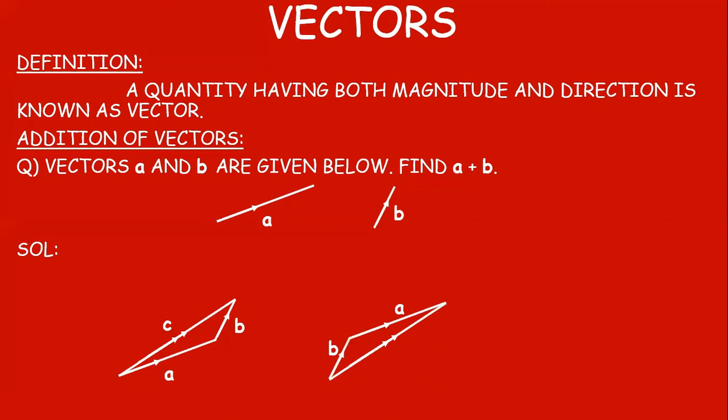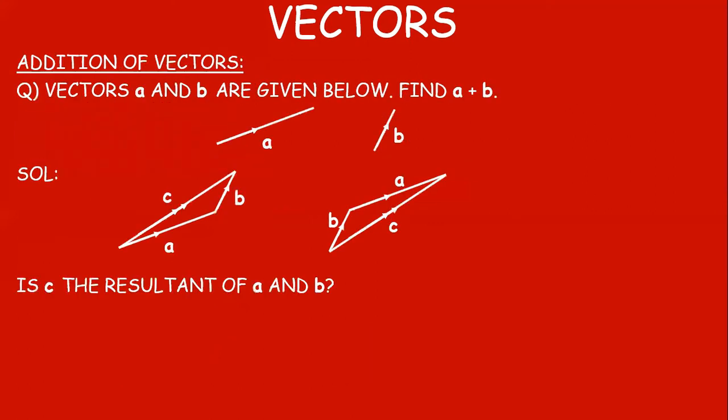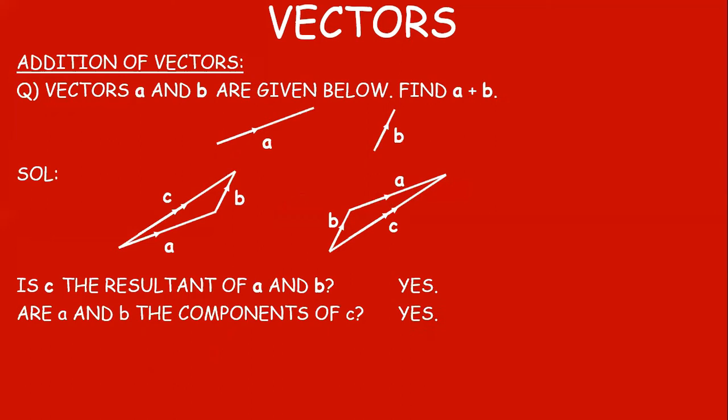To add the two vectors, the tail of one vector should be at the head of the other vector. You can see that in both cases, whether A is drawn first or B is drawn first, the resultant is the same. The addition vector is the same one, that is C. Now, C is the resultant of A and B. A and B are known as the components of C, or addition of A plus B is equal to C.